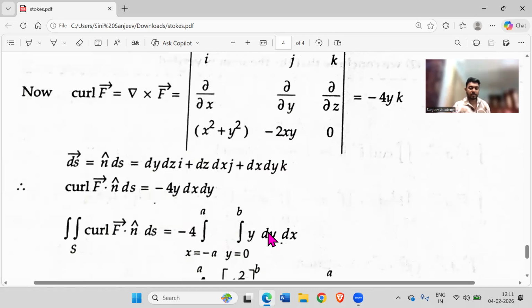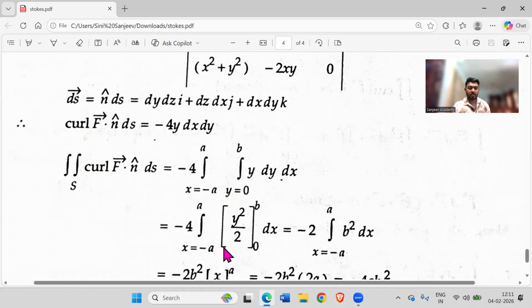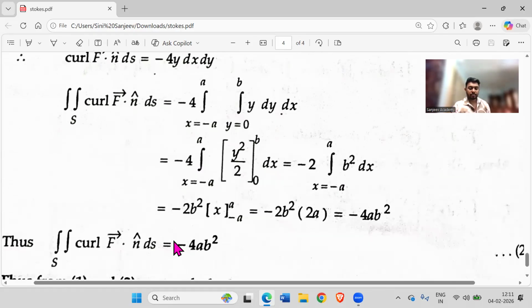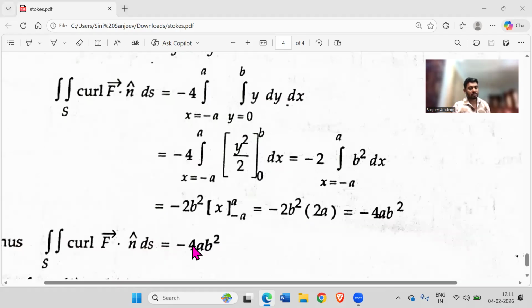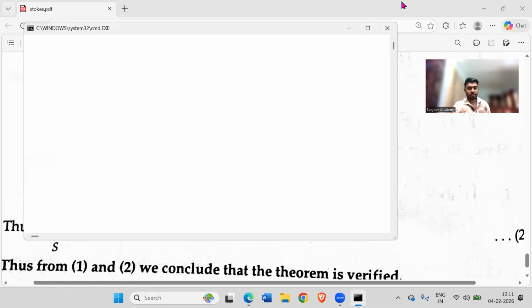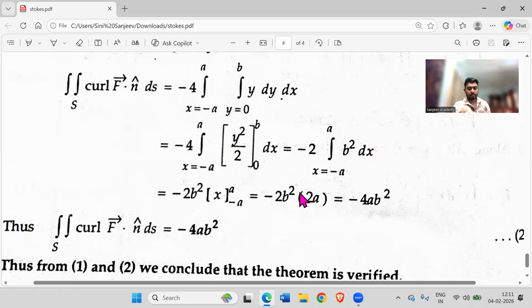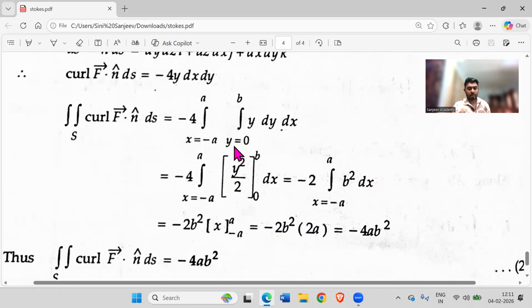Then integrate with respect to y, where y varies from 0 to b. x varies from minus a to plus a. In the previous question it was 0 to a; here it is minus a to plus a. Once you do the integration, you will get the answer. Always learn the final answer by heart. You can pause this video and do it slowly.